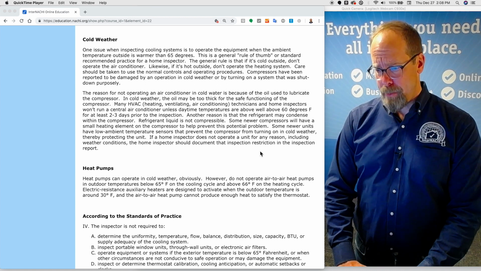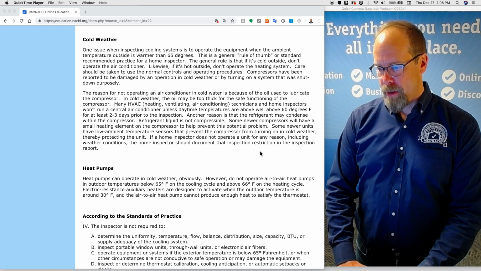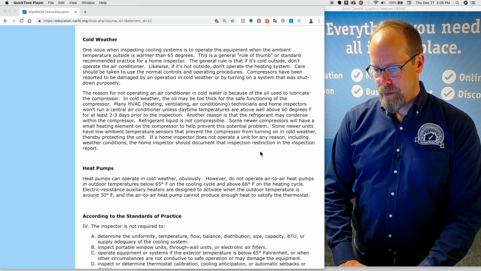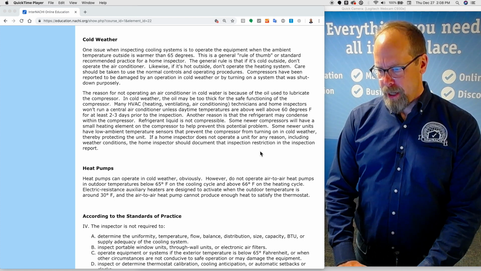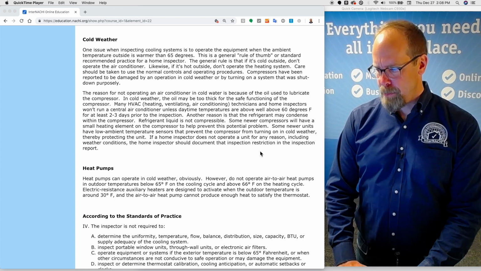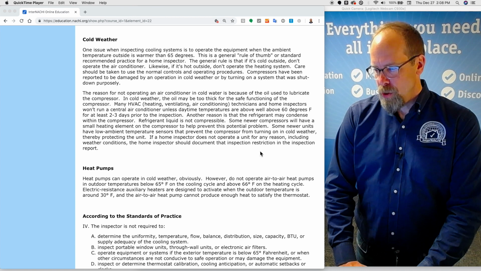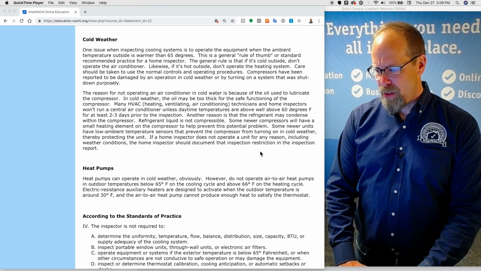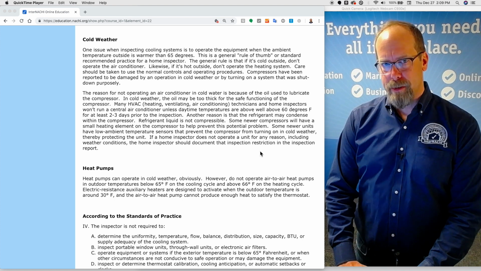Compressors have been reported to be damaged by operation in cold weather or by turning on a system that was shut down purposely. The reason for not operating an air conditioner in cold weather is because of the oil used to lubricate the compressor. In cold weather, the oil may be too thick for the safe functioning of the compressor.